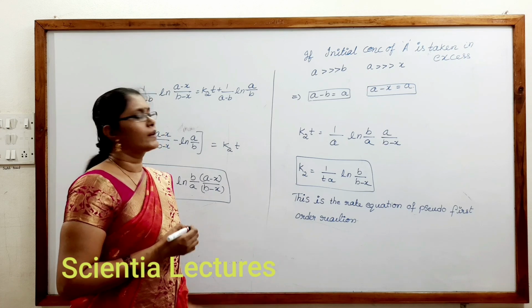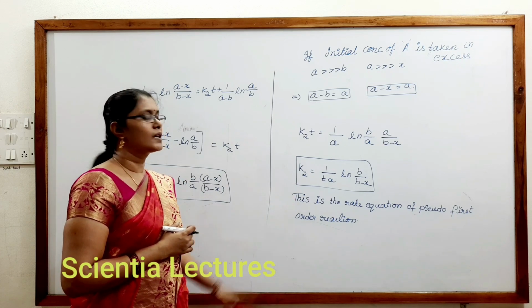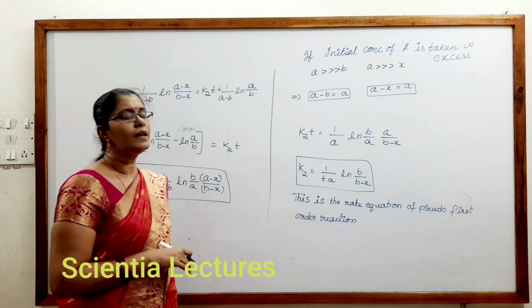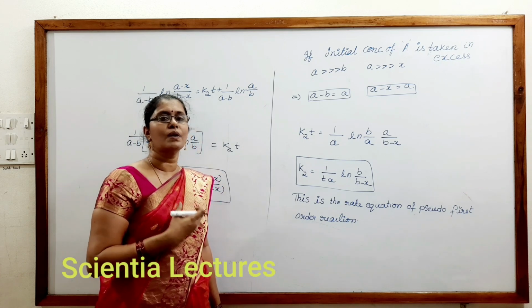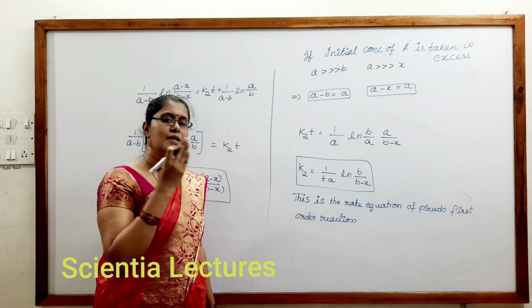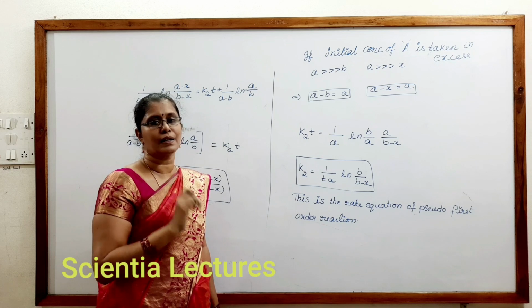When pseudo first order reaction's rate constant, if they ask us to calculate it, you have to take K2 rate constant must be equal to 1 by TA ln B by B minus X. So check the complete derivation slowly, clearly once again. For 2A gives rise to products, it's like an nth order rate equation, same derivation. You can apply that equation there directly to get that.